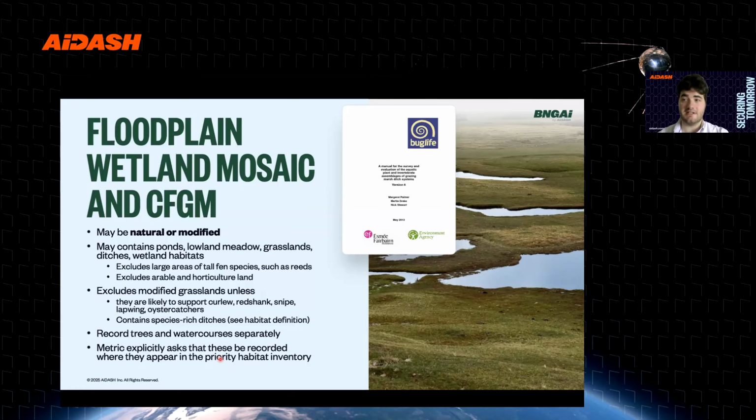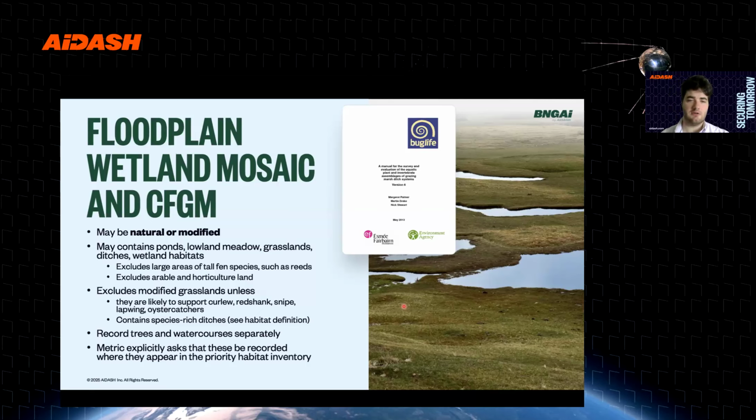I think this makes a lot of ambiguity in how we map these features, how we consider the inclusions and exclusions that are listed in UKHab for these habitats that are not always completely aligned. So how I take this is that these areas are in the floodplain or areas that are likely to be flooded by storm events in lowland areas near the sea or around estuaries. They might contain ponds, lowland meadows, grasslands, ditches, wetland habitats. I think it's the coastal floodplain grazing marsh that excludes areas of tall fen species such as reed beds, but that's not necessarily the same for the floodplain wetland mosaic.